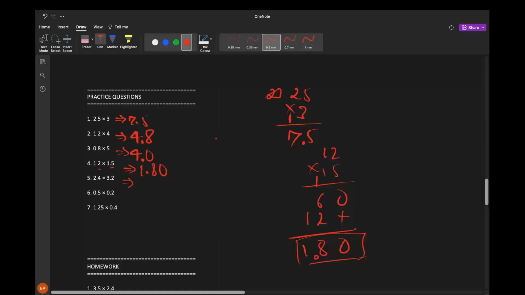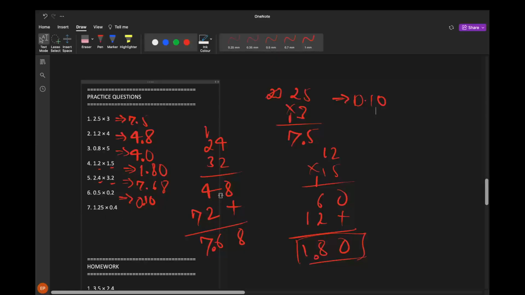2.3 into 3.2, 23 into 32. 2 3s are 6, 2 2s are 4, 3 3s are 9, 3 2s are 6. But after the decimal 1 2 digits. From the right side 1 2 will put here. So 7.36 will be the answer. 5 2s are 10. But after how many digits is the point? 2, right? Here one digit, here one digit. So 1 2. Here digit will come. Here nothing is there. We can add a 0. So the answer will be 0.10.